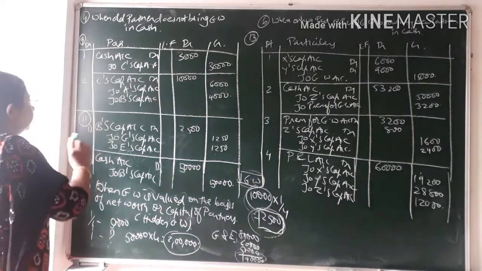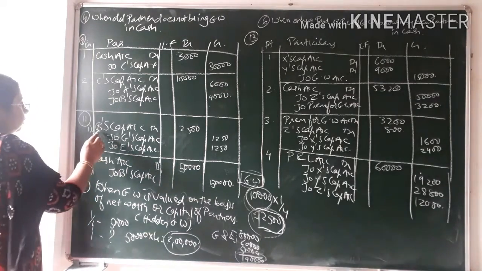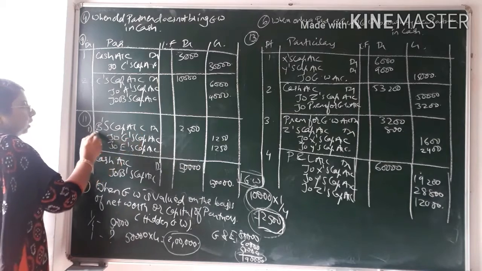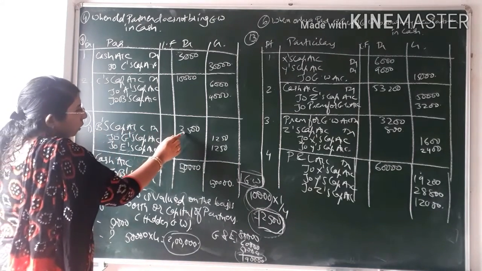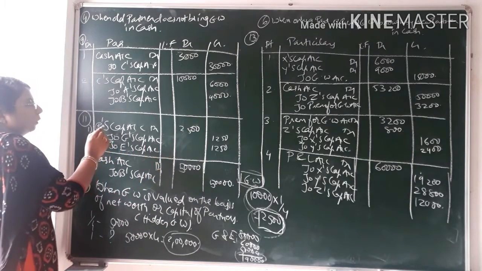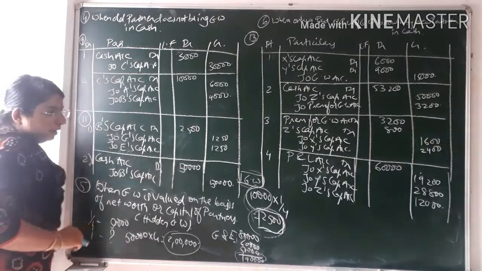So now we are referring to the journal entries. The first journal entry you can see over here is B's capital account debit. Who is B? That is the new partner. So B's capital account debit, that is 2,500. That goodwill of the new partner is distributed amongst the old partners in their sacrifice ratio.